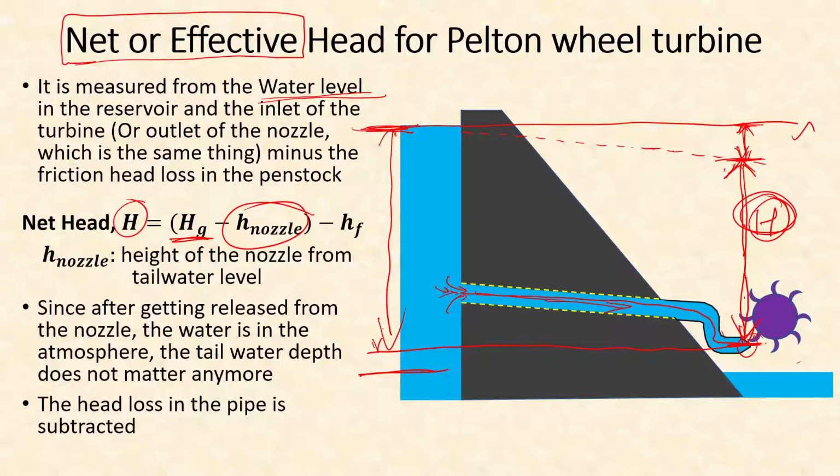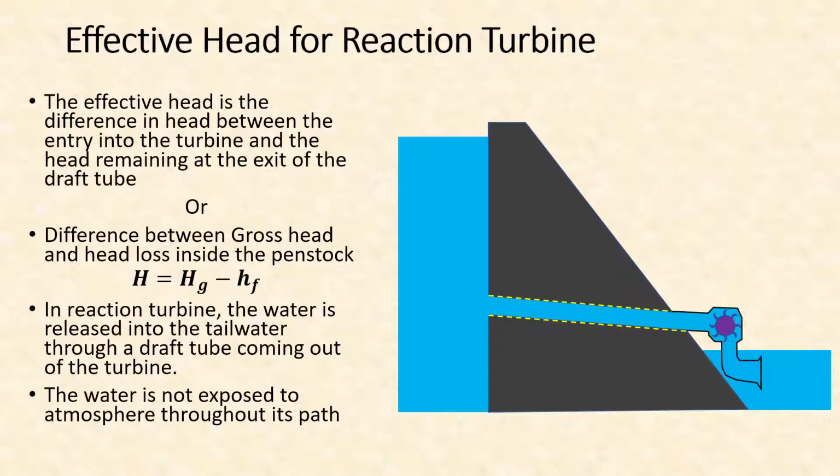Now, when we go to reaction turbines: in Pelton wheel turbines, the jet is exposed to atmosphere before it hits the turbine, and therefore after the turbine, whatever amount of head is remaining is not being utilized. Therefore, we are measuring only up to the inlet. However, in case of a reaction turbine, it's calculated in a different way.